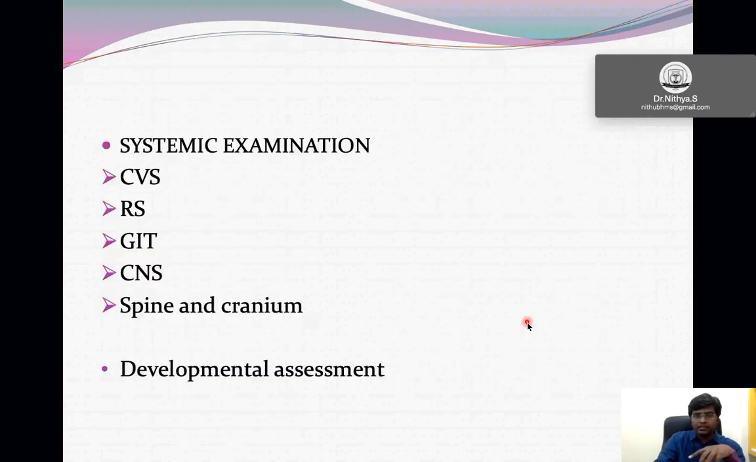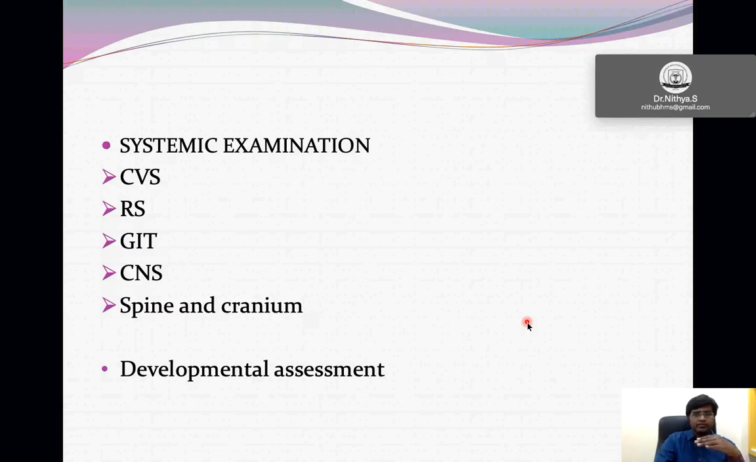And this is a very coarse facies noted in a child with congenital hypothyroidism. The look itself, the face itself, is very coarse. It is not of normal texture. So that is very characteristic of congenital hypothyroidism. And this is a rash in the palms and soles, which is common in hand, foot, and mouth disease. Once your head to foot examination is over, then you go to your systemic examination.